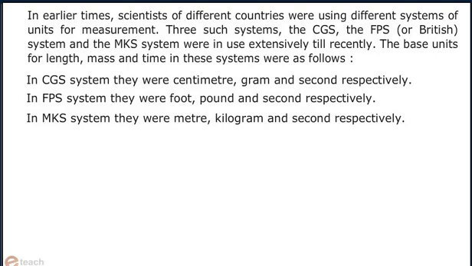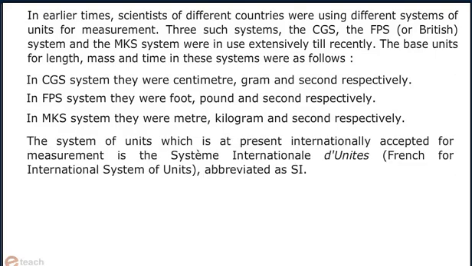You can see that the names CGS, FPS, and MKS have been derived from the names of units. The system of units which is at present internationally accepted for measurement is the Système International d'Unités. This is French for International System of Units, abbreviated as SI.